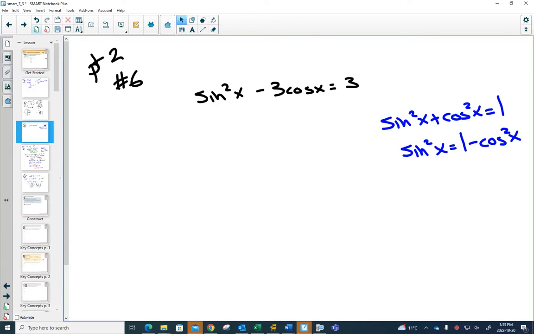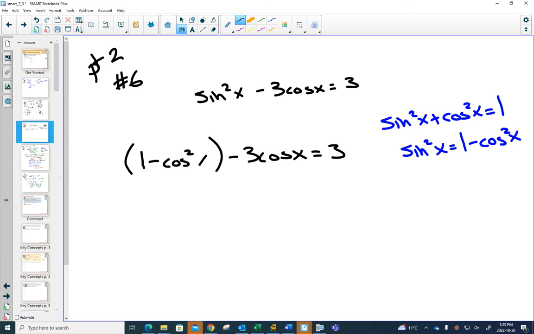However, if I rewrite this, but instead of the sine squared, I write 1 minus cosine squared of x. Now I have only cos. And it's a quadratic equation. So maybe we can factor it, maybe we have to use the quadratic formula. Before we can determine that, I'll make one side equal to 0.